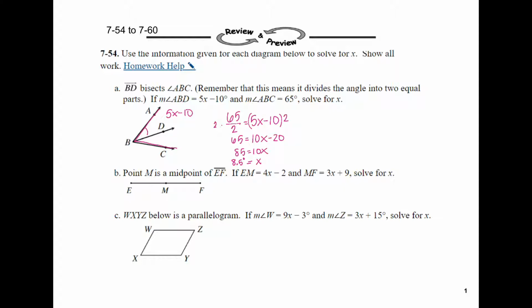Looking at question B, it says point M is the midpoint of EF. If EM is 4x minus 2 and MF is 3x plus 9, by the definition of midpoint, we know that those two pieces are equal to each other. So we can set up an algebraic equation to solve for x. To move across the equal sign, you need to use inverse operations. The inverse of positive 3 is negative 3. The inverse of negative 2 is plus 2. So we get x is equal to 11.